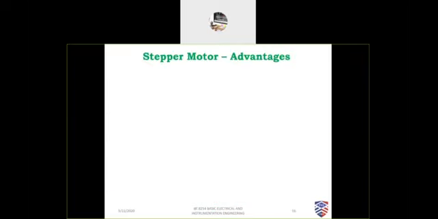Now I go to the stepper motor. I start with the advantages of the stepper motor. For this you read the complete NPTEL material that gives a lot of insight into it, but today I'll give you some concepts to understand.